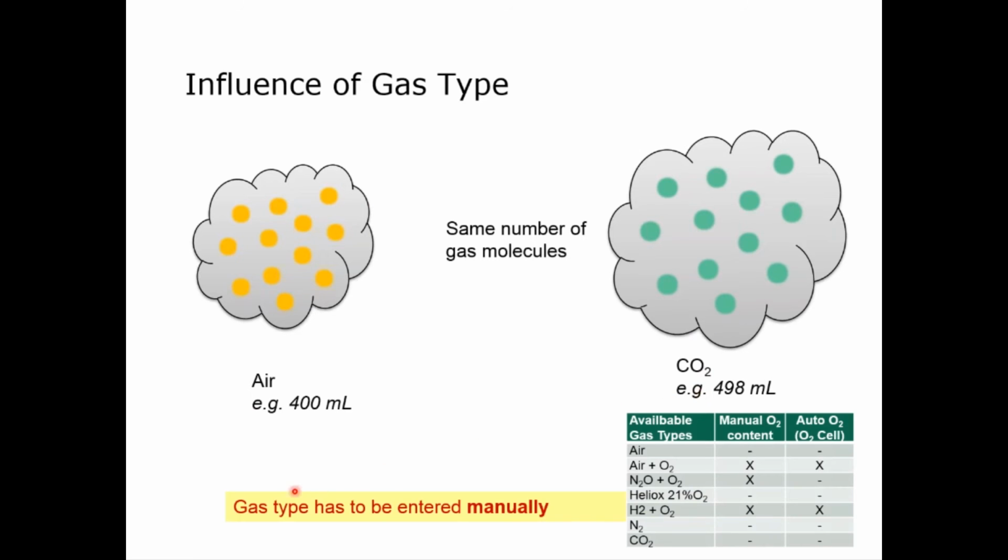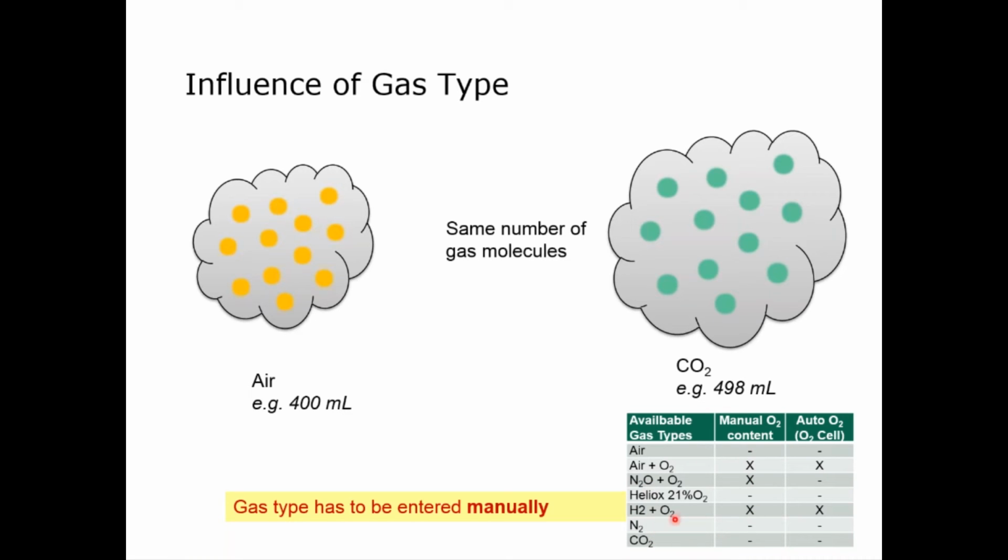The gas type has to be entered manually, and that's why it can be forgotten. So the normal thing is air and oxygen, especially when it comes to ventilators and anesthesia machines. Air and oxygen can be set up manually, but it also can be set up automatically by using the built-in oxygen cell. Then, if we use nitric oxide or heliox or H2, this has to be set up manually.